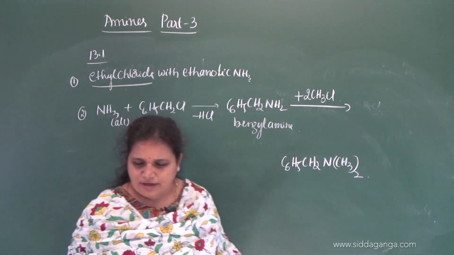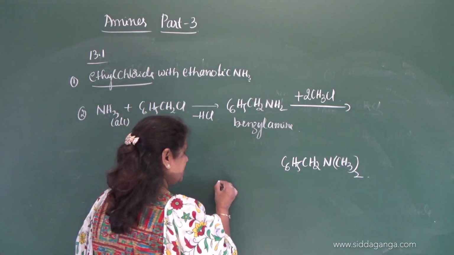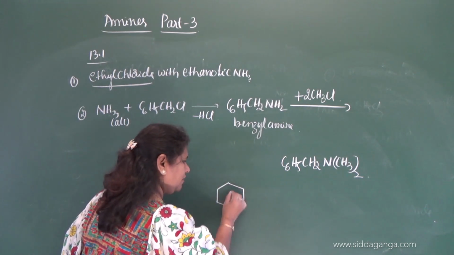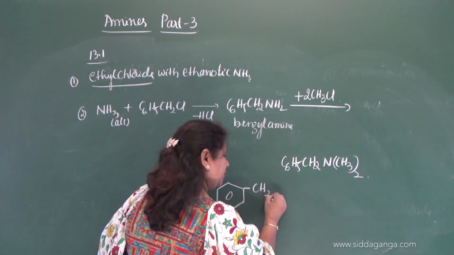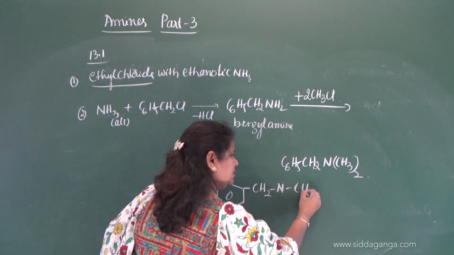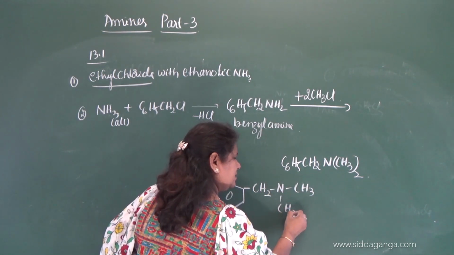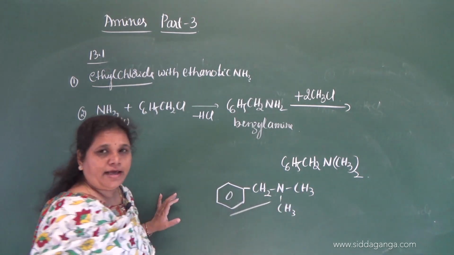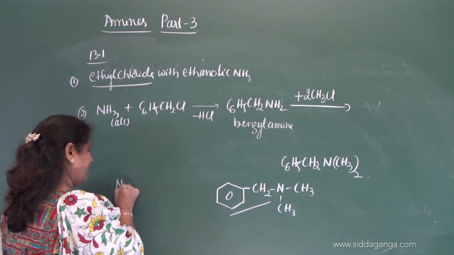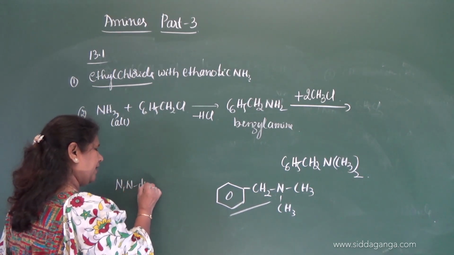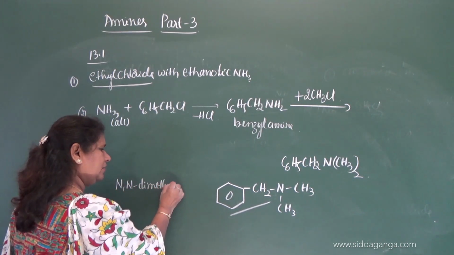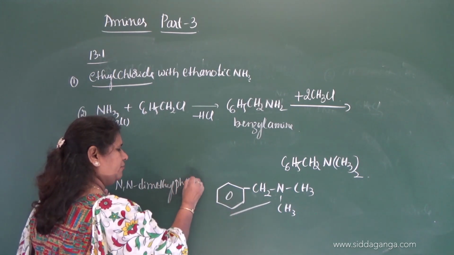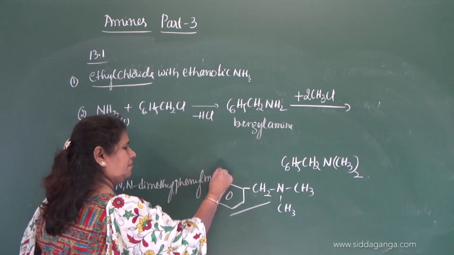Now you name the compound. I will write the compound like this, C6H5CH2N(CH3)2. This becomes the root word. N,N-dimethyl, and what is the name? Phenyl methanamine.